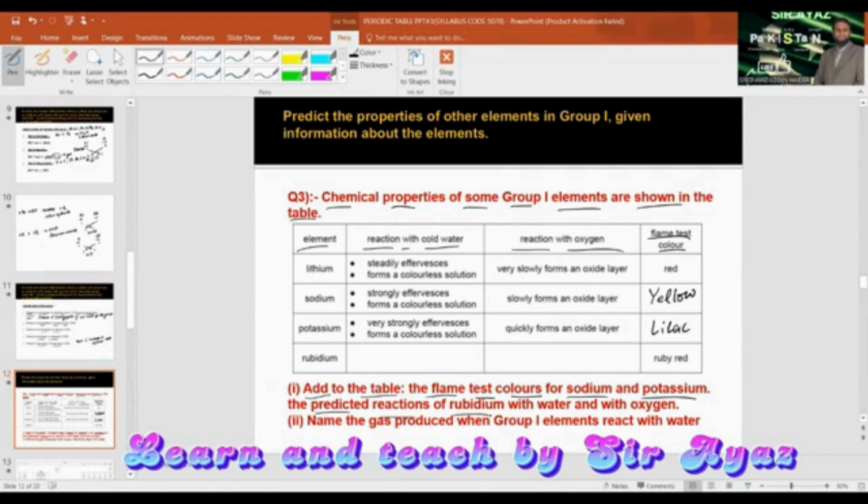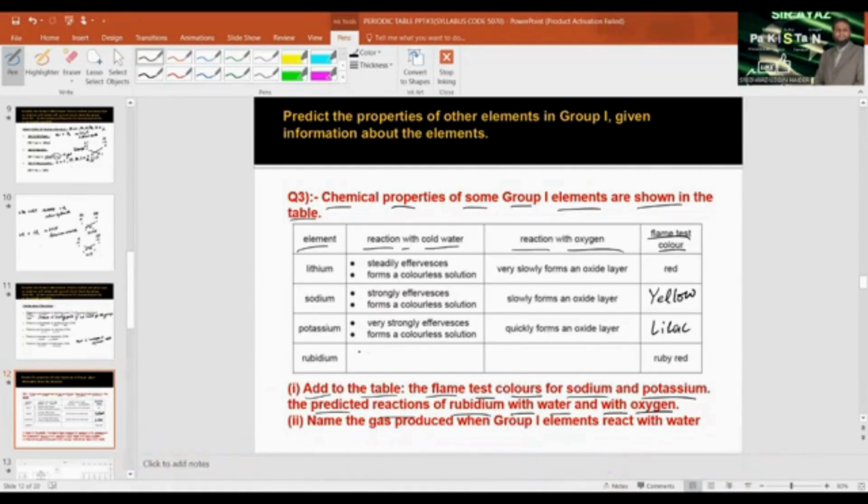The predicted reactions of rubidium with water and with oxygen. So you can write explosive reaction, as I have already mentioned. It will also form a colorless solution. The statement will be the same, forms a colorless solution. With oxygen, again you can write explosive reaction, and it will also form an oxide layer. Name the gas produced when group 1 elements react with water. I have already discussed. It is hydrogen gas. So you write hydrogen here.